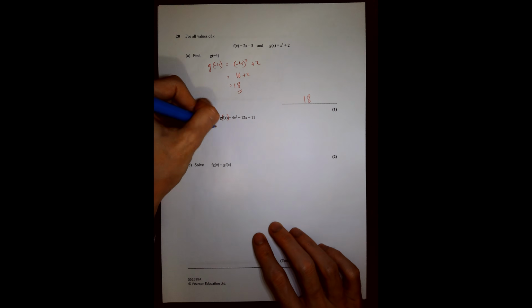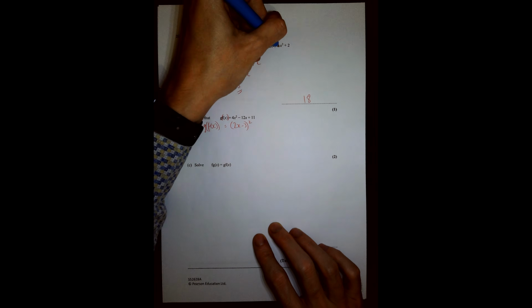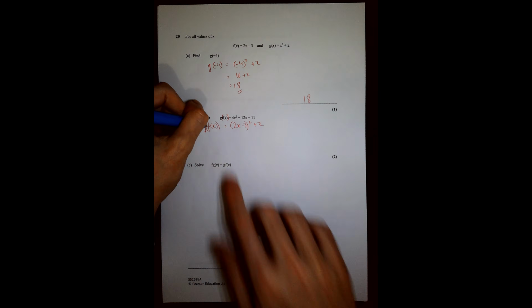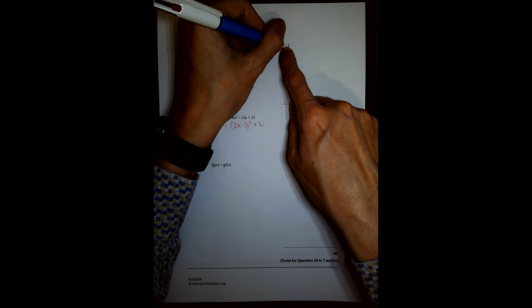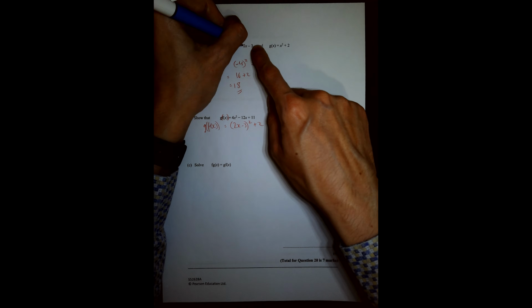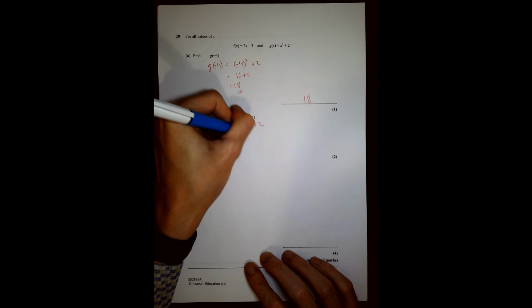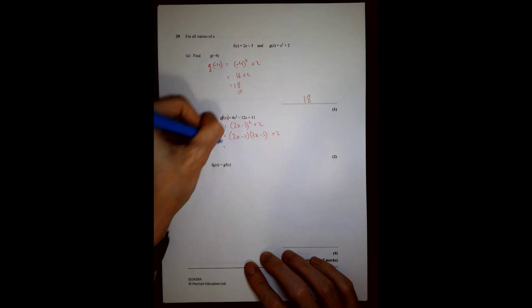So g of f of x is equal to (2x minus 3) squared, so we've replaced the x, plus 2. So you take your f of x and you put it into g of x. You replace every x with whatever f of x is. That's 2x minus 3 times 2x minus 3, plus 2.